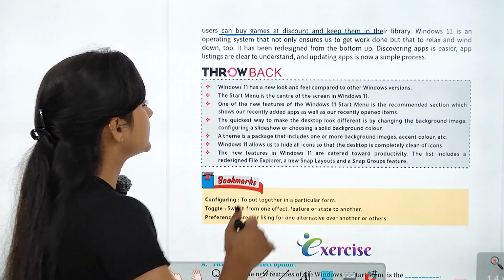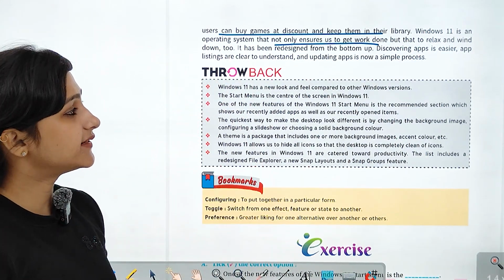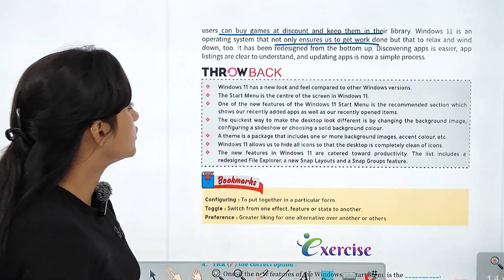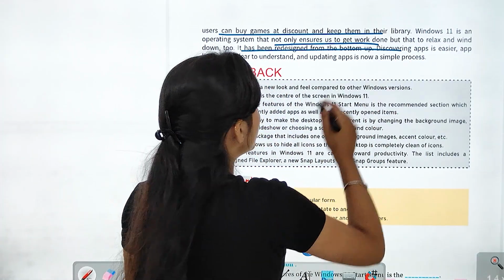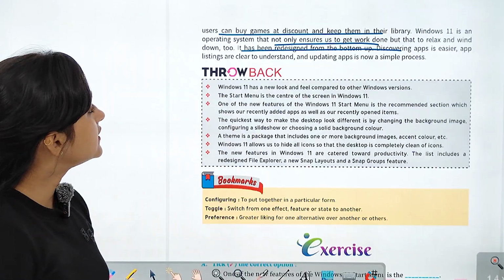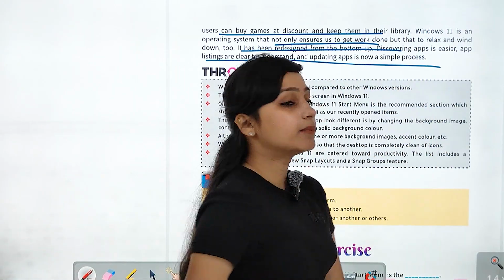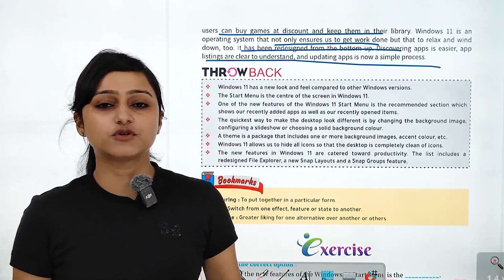Windows 11 is an operating system that not only lets us get work done but also to relax and wind down. It has been redesigned from the bottom up, so discovering apps is easier. App listings are clear to understand, and updating apps is now a simple process.